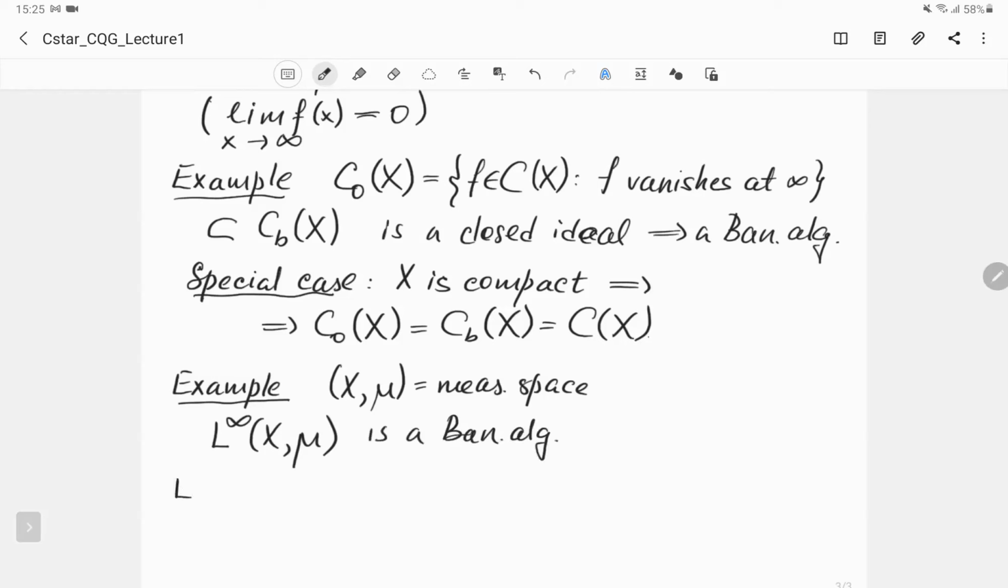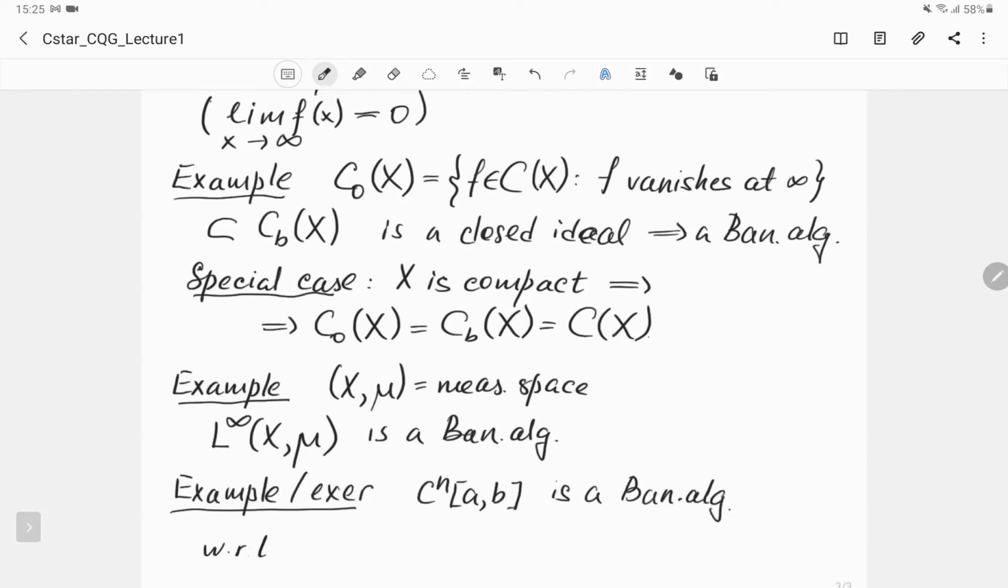Another example, and an exercise at the same time. Let's take the algebra C^n[a,b] of n times continuously differentiable functions on a closed interval. I claim that this is a Banach algebra with respect to the following norm. The norm of f is given by the following formula.